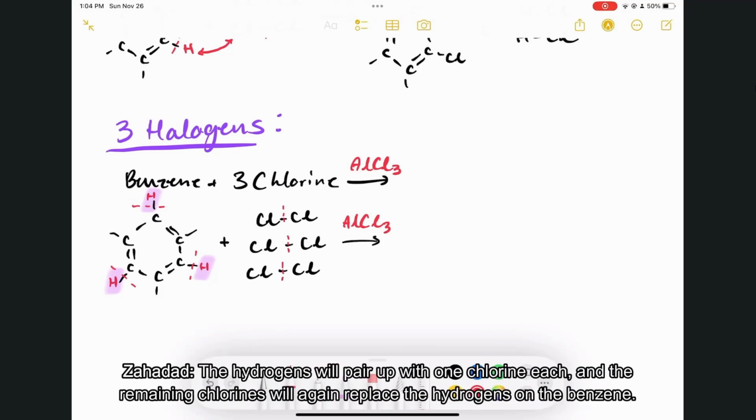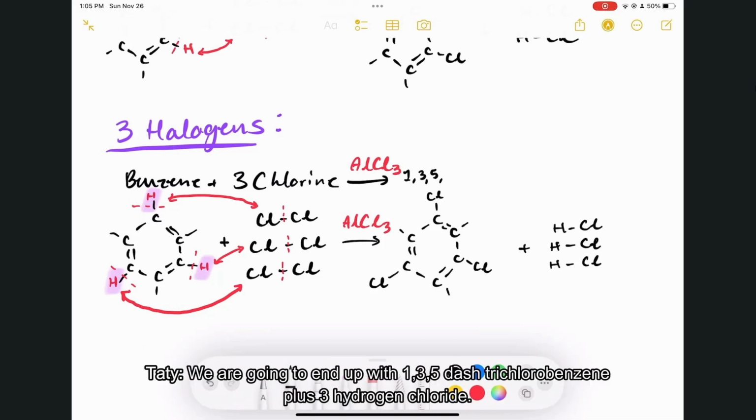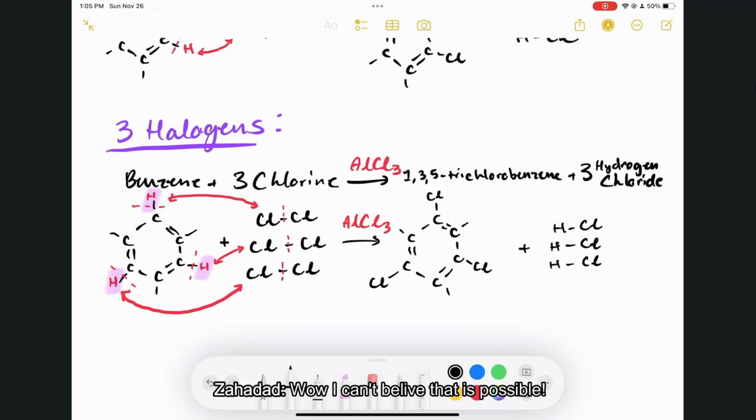The hydrogens will pair up with 1 chlorine each, and the remaining chlorines will once again replace the hydrogens on the benzene. To draw out our products, we have a benzene with 3 chlorines on carbons 1, 3, and 5, plus 3 hydrogen chlorides. Now to fill in the product side of our word equation, we are going to end up with a 1, 3, 5 dash trichlorobenzene plus 3 hydrogen chloride.